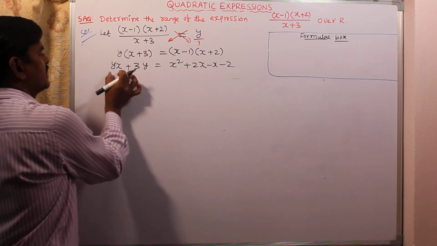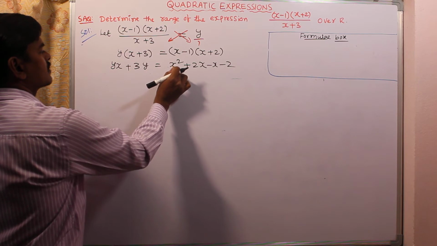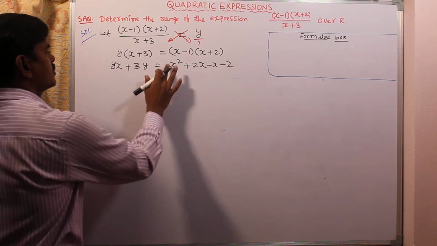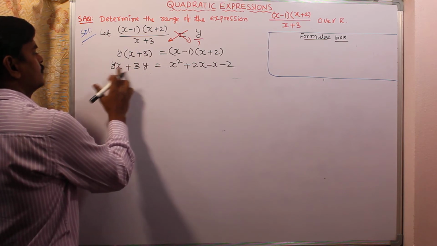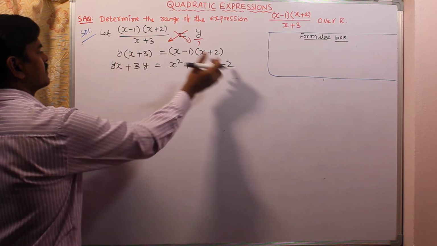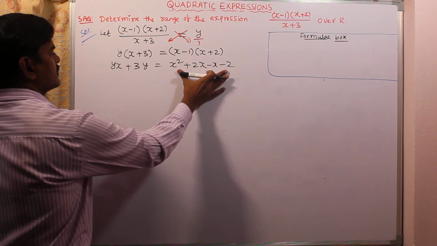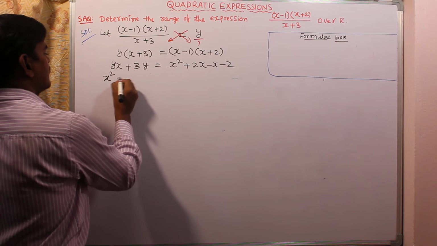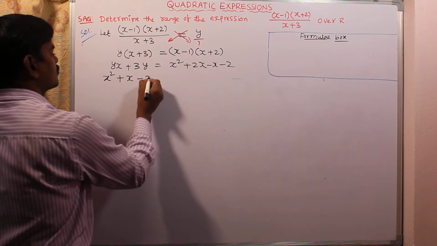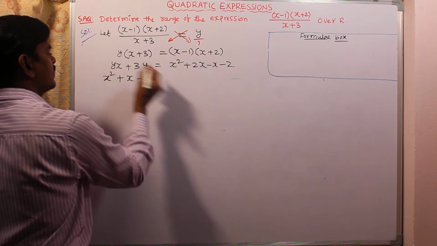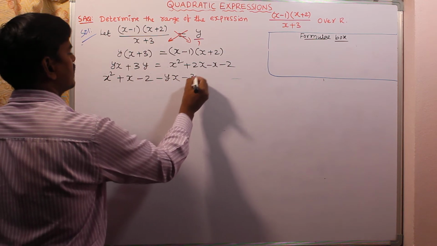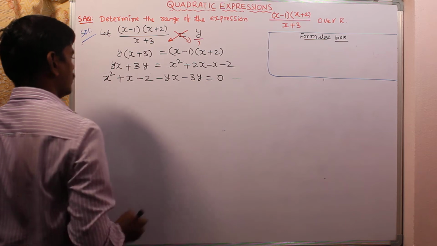Now it is better to shift these terms to this side, because we have only one x squared term, and the coefficient of x squared must be positive. So that's why it is better to shift these two terms to this side. Let us first write this side's terms: x squared plus 2x minus x minus 2. Now on shifting, plus yx becomes minus yx, and plus 3y becomes minus 3y, that equals 0.